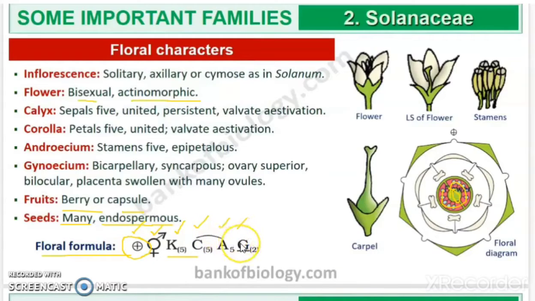Okay, and now coming to the gynoecium. The gynoecium is superior, right? So the ovary will be superior. So they have drawn a line under the gynoecium. And how many carpels will be there? They are bicarpellary. It means that it will have 2 carpels. So they have written a 2. And how are these carpels? They are syncarpous, which means that they are fused together. So a bracket has been opened and closed, which shows that it is fused together, right? So this is the floral formula of the Solanaceae family.